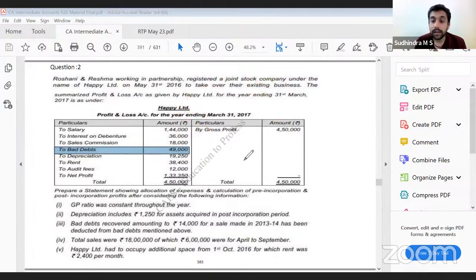Rent. Specific information is given. 38,400, we'll divide it into two. One is normal rent, second one is additional rent. That additional rent we have paid from 1st of October 2016, for which rent was 2,400 per month. So how many months have we paid rent? 6 months. 2,400 into 6 is 14,400. Pre or post? Post-incorporation, since 1st of October 16 falls in the post-incorporation period. The balance is 24,000.